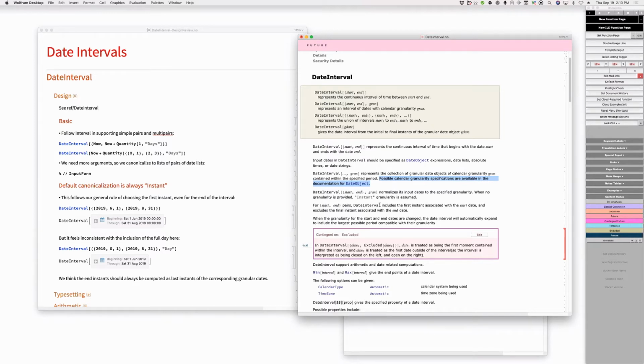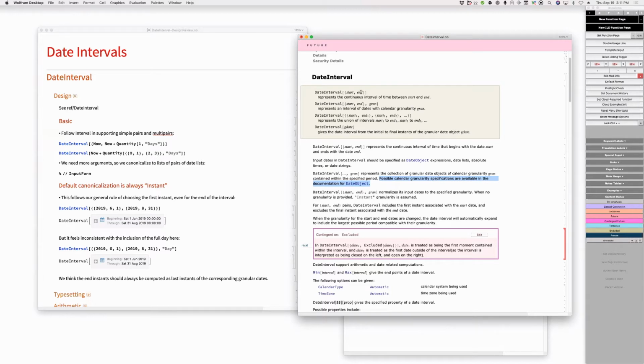But you've got to do something by default. It's got one argument, right? What do you do by default in that case? If it's got one argument that's a granular date? The start is an instant. The end is a day. What do you do? Our default behavior is that if you don't specify a granularity, we say the granularity of the interval is instant. It's all instants between those points.